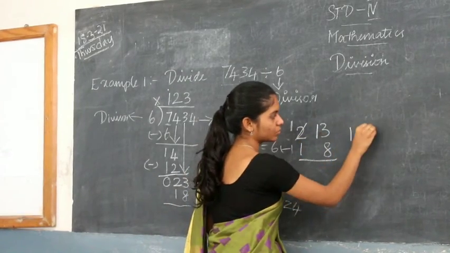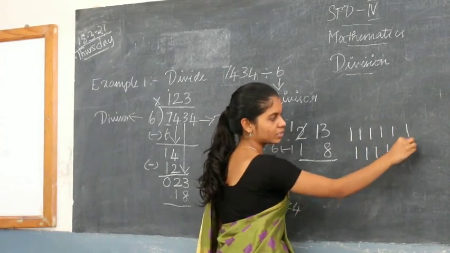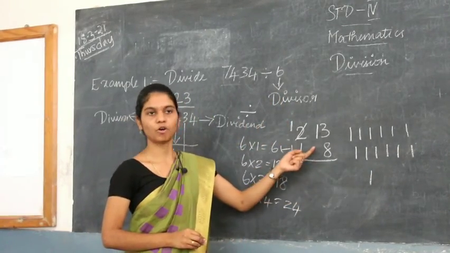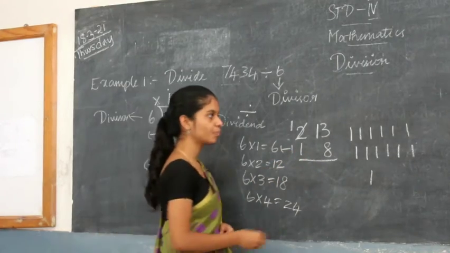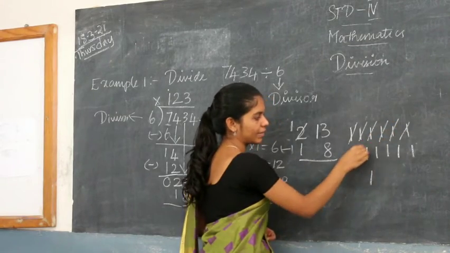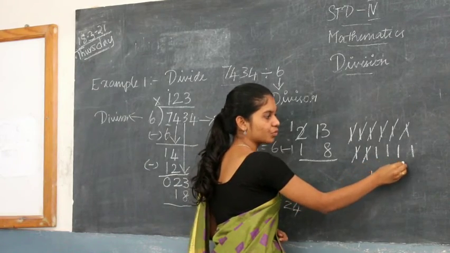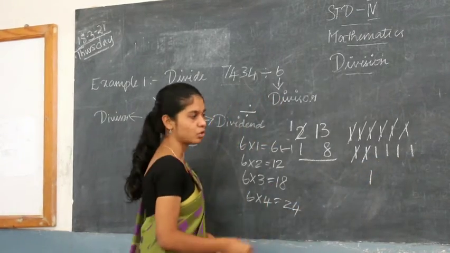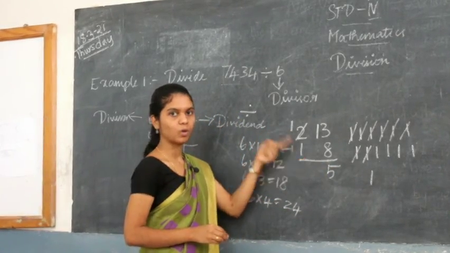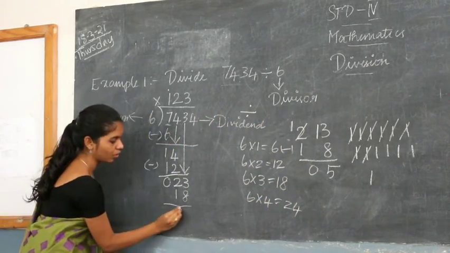Now 1, 2, 3, 4, 5, 6, 7, 8, 9, 10, 11, 12, 13. Now you have 13 ones and you have to subtract 8 from it. 1, 2, 3, 4, 5, 6, 7, 8. So 8 is gone. How many ones are remaining? 1, 2, 3, 4, 5. So 5 is remaining. And here you have 1, here also you have 1. 1 minus 1 is 0. So you should write 0, 5 here.